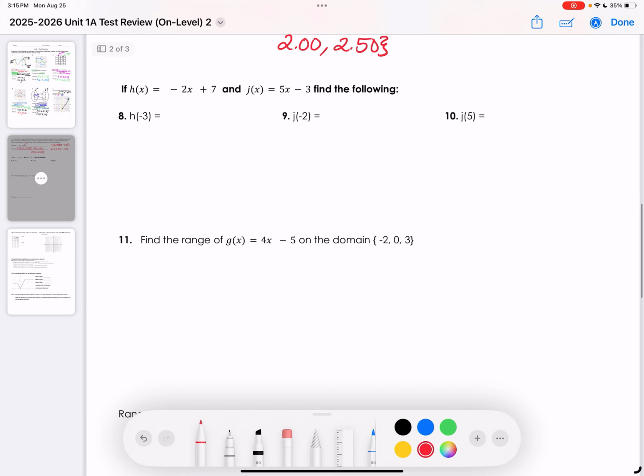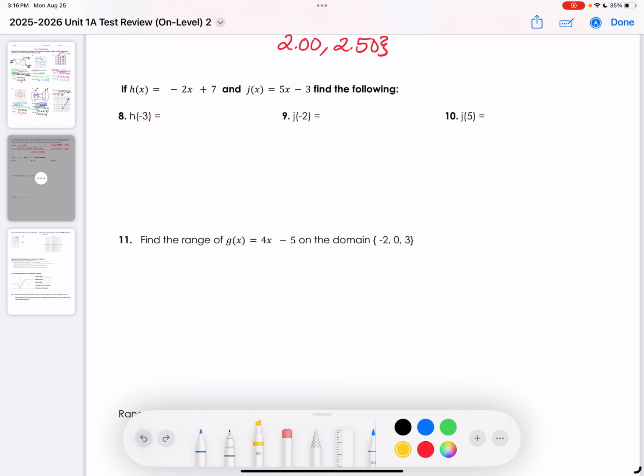Okay. So this is saying h of x is negative 2x plus 7, and j of x is 5x minus 3. So if we take a look right here, I have h, which means I'm going to be using the equation on top, which is h of x right here. If you look inside my parentheses, you can see the value 3, which means your x value is 3, and you're going to replace 3 in that equation.